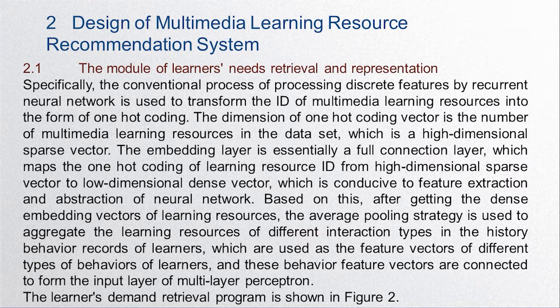The embedding layer is essentially a fully connected layer, which maps this vector to a low-dimensional one, which is conducive to feature extraction and abstraction by the neural network. Based on this, after getting the dense embedding vector of learning resources, the average pooling strategy is used on the behavior records of learners, which are used as the feature vectors of different types of behavior of learners. And these behavior feature vectors are connected to form the input layer of the multi-layer perceptron.